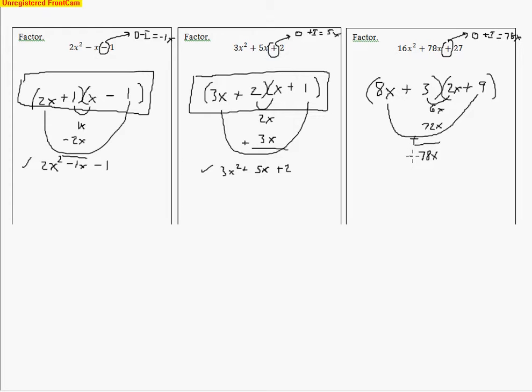And again, I've already checked the first terms make 16x squared, last terms make 27, so yes, it does check out. I know this is the correct answer.